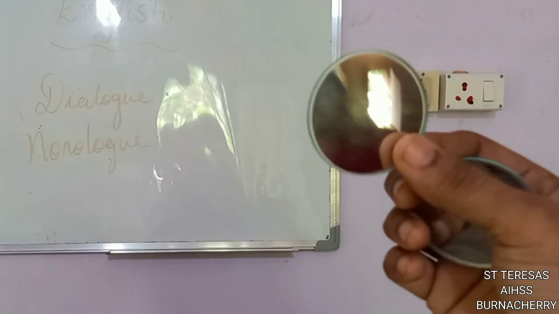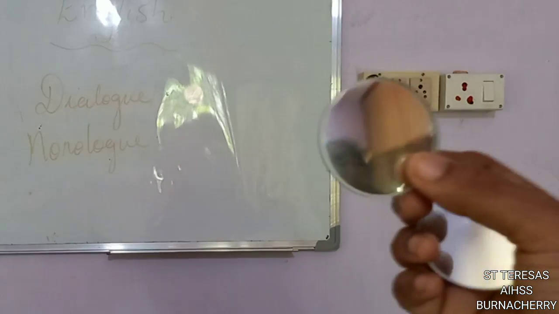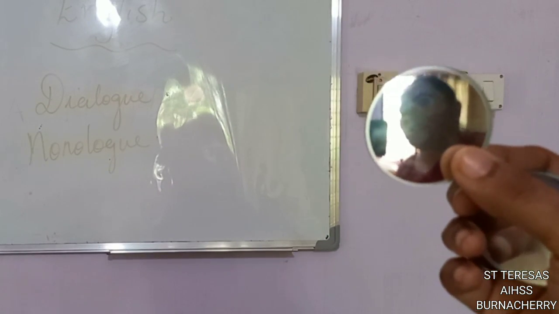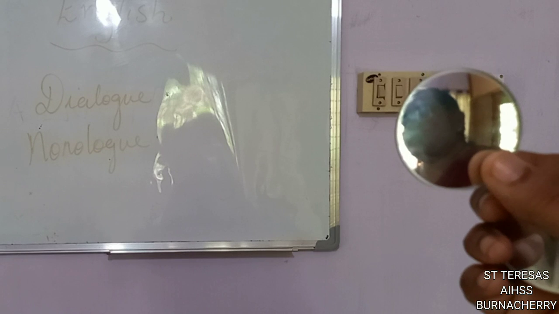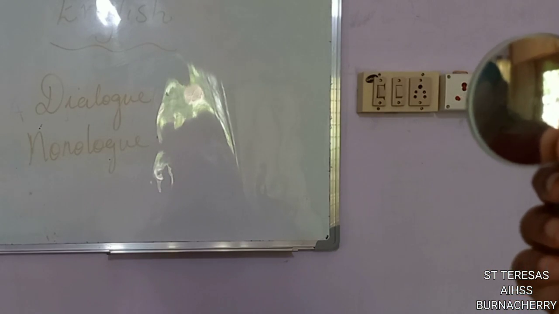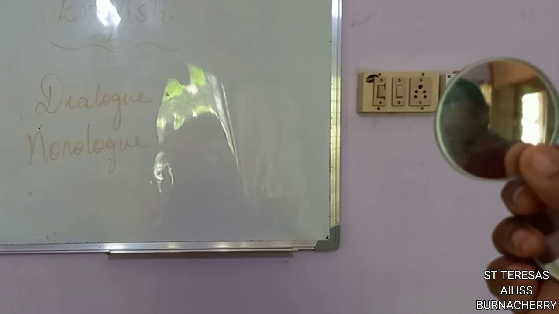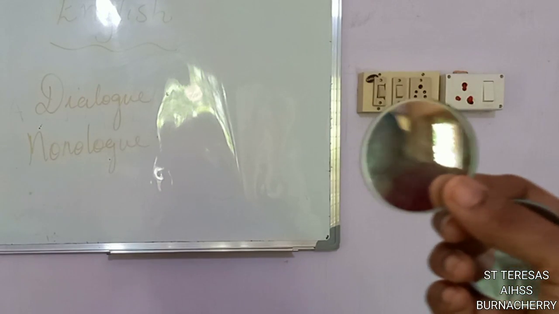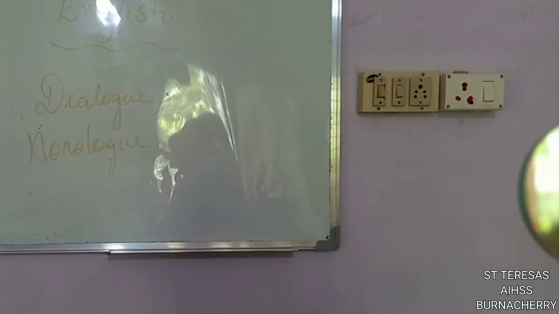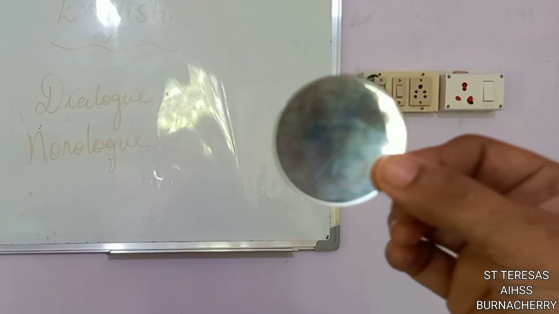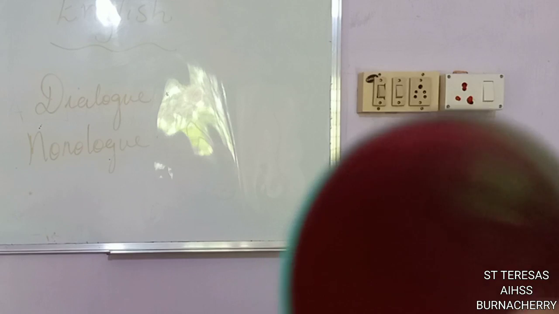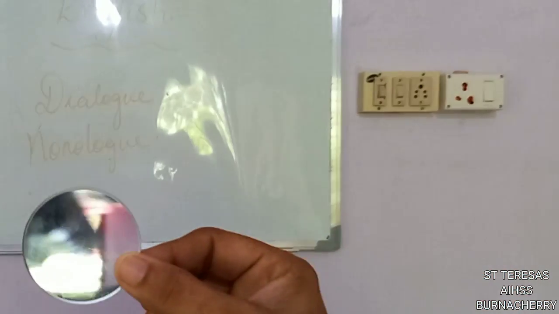But in a convex mirror, you can see a diminished size of the object. So, such type of mirrors are used in the rear view glass of a vehicle. Why? Because the diminished image is formed and a wide view also we get. But what is the difference between a concave mirror? If I hold the concave mirror very close, the image will be too large.